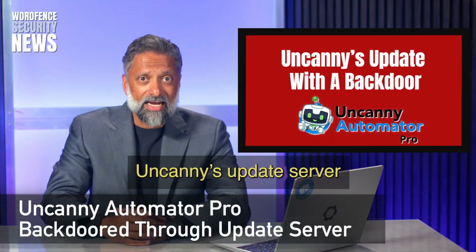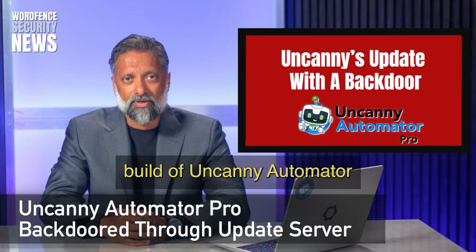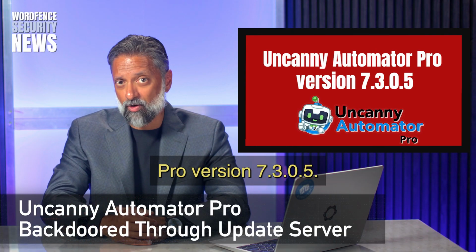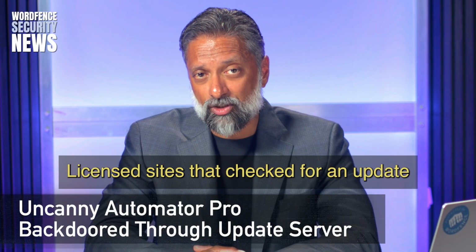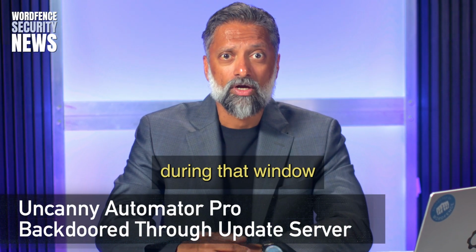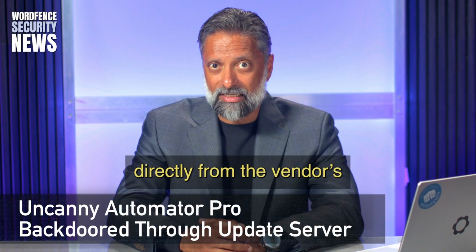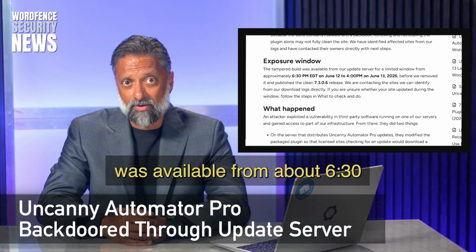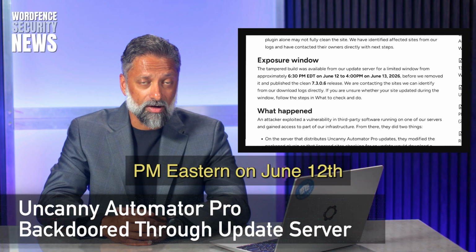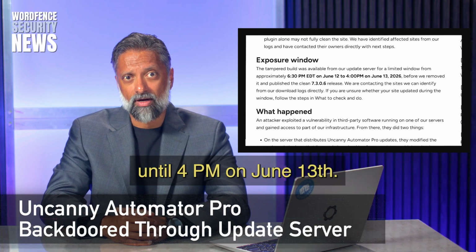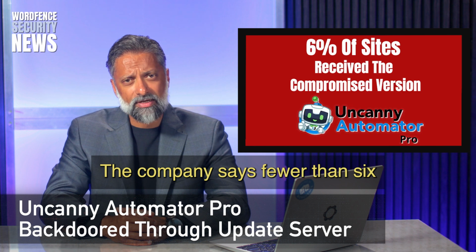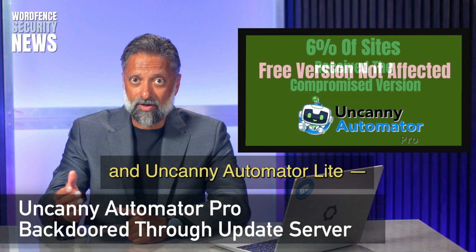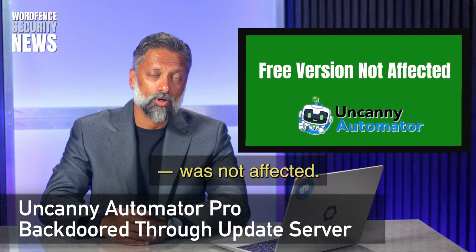For a limited window, Uncanny's update server distributed a backdoored build of Uncanny Automator Pro version 7.3.0.5. Licensed sites that checked for an update during that window could download the tampered package directly from the vendor's own update infrastructure. Uncanny says the tampered build was available from about 6:30 p.m. Eastern on June 12th until 4 p.m. on June 13th. The company says fewer than 6% of sites received the compromised version, and Uncanny Automator Lite, the free version on WordPress.org, was not affected.